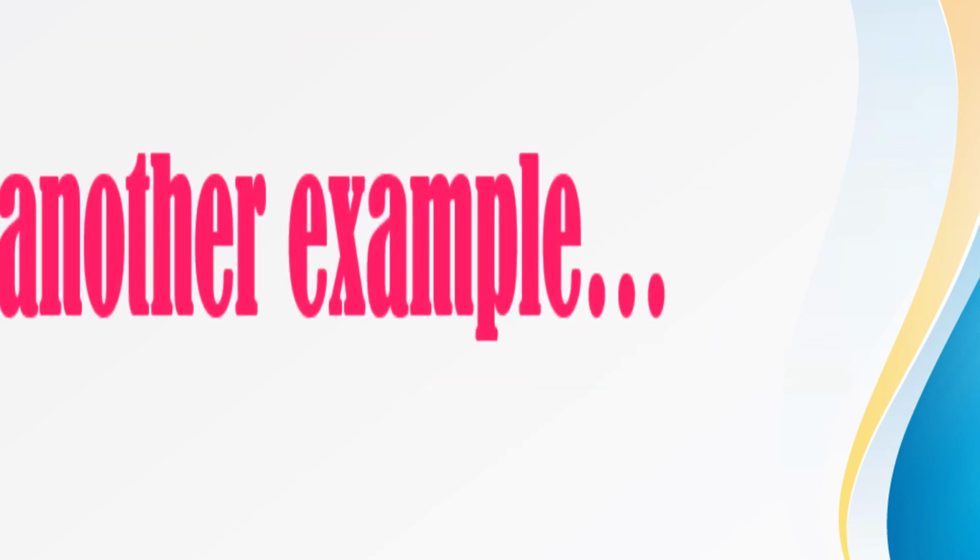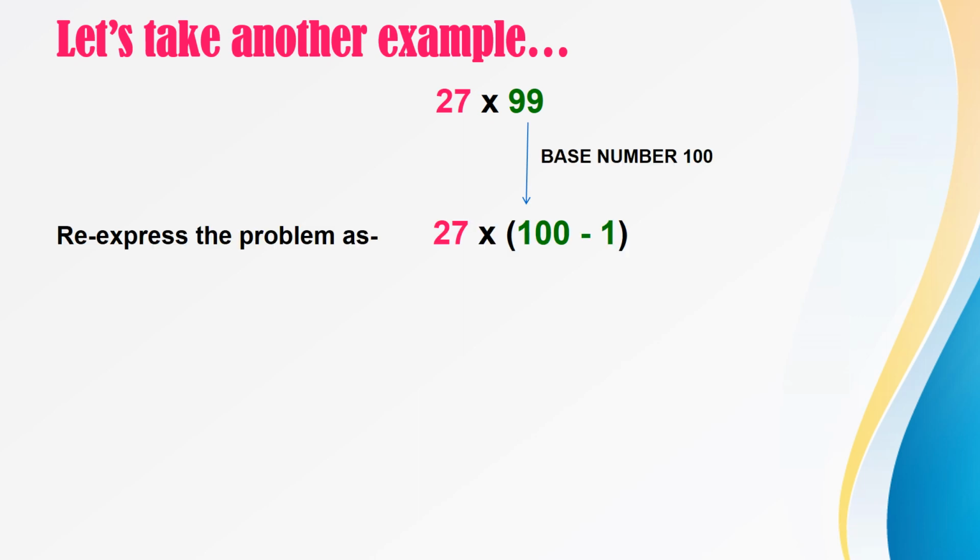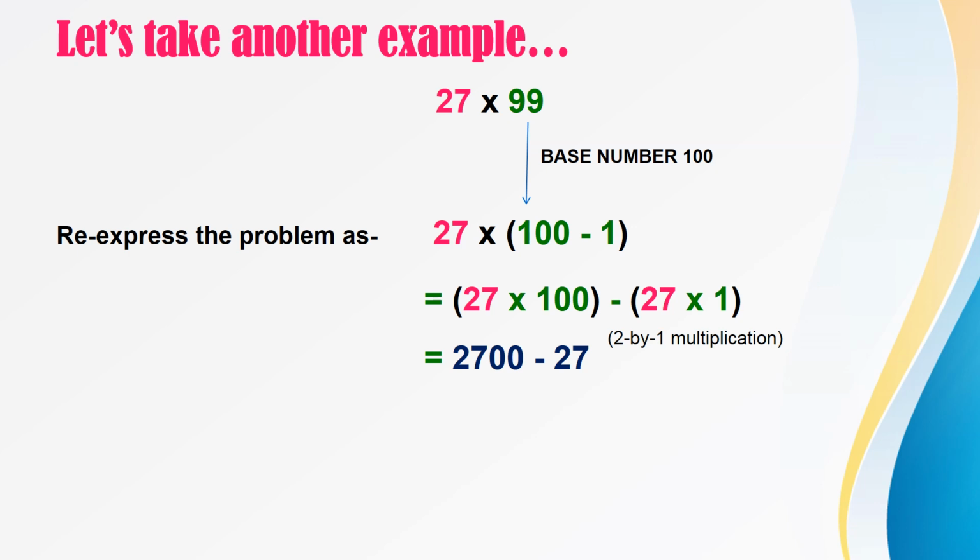Let's take another example, 27 into 99. We will re-express this problem as 27 into 100 minus 1, which is equal to 2700 minus 27. Solve 2700 minus 27 to get the answer 2673.